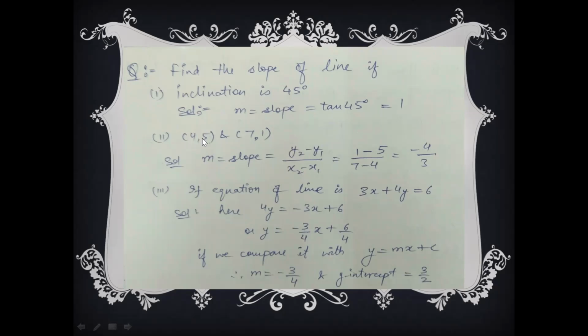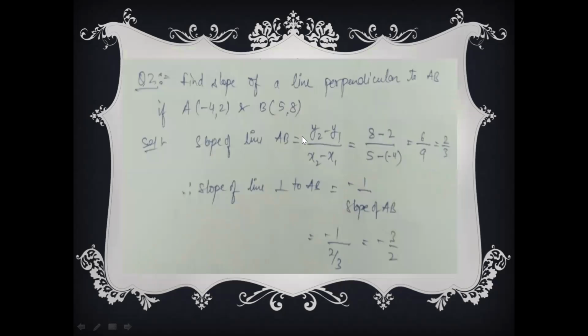If two points are given, suppose this is x1 y1, this is x2 y2. So y2 minus y1 means 1 minus 5, upon 7 minus 4. So this will be our slope if two points are known to us. And this example we have already seen, 3x plus 4y equal to 6. Find the slope. Just make y the subject. So we got minus 3 by 4 as the slope and 6 by 4 as the y-intercept, which we can cut as 3 by 2.